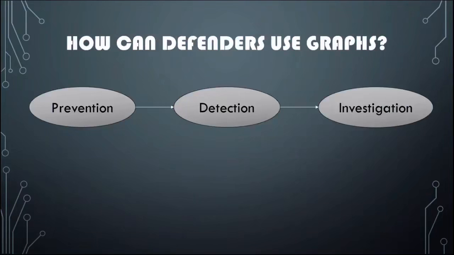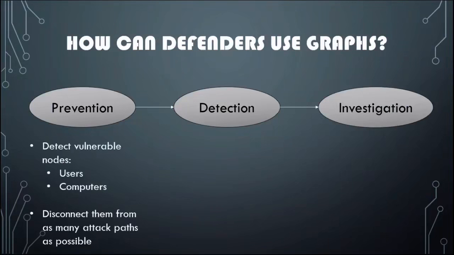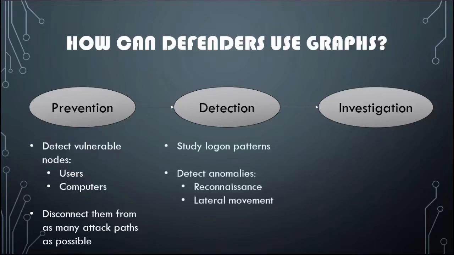So how can we use graphs? Well, first of all, we'll see how we can use them to prevent attacks. We'll see how we can reduce the attack surface, how we can detect the most vulnerable nodes that we have in our environment, which can be either users and computers, and then we'll see how we can disconnect them from the attack path. Next, we'll see how we can use them for attack detection, see how to study login patterns of users and detect anomalies which might indicate reconnaissance or lateral movement activities.